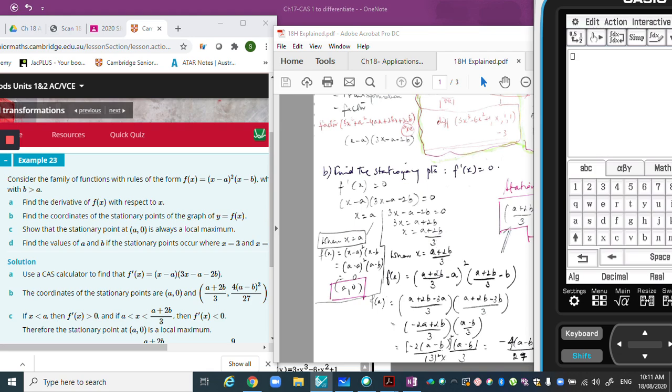But it's a stationary point on f of x. Therefore, a point means an x and a y. I have two values of x over here, so I take them and put them back into the f of x equation, which is this. When I put a into this equation, I get a minus a whole squared, which is 0, times x minus b, which is 0. So the point is a, 0.